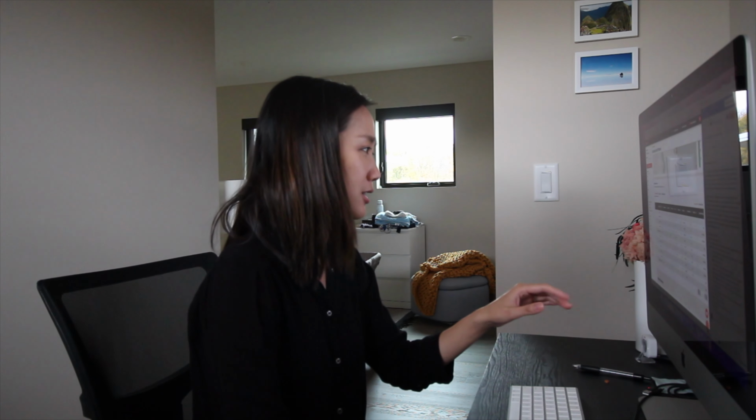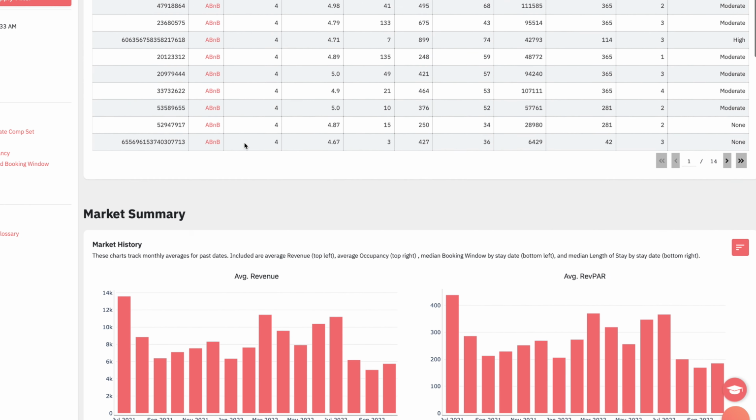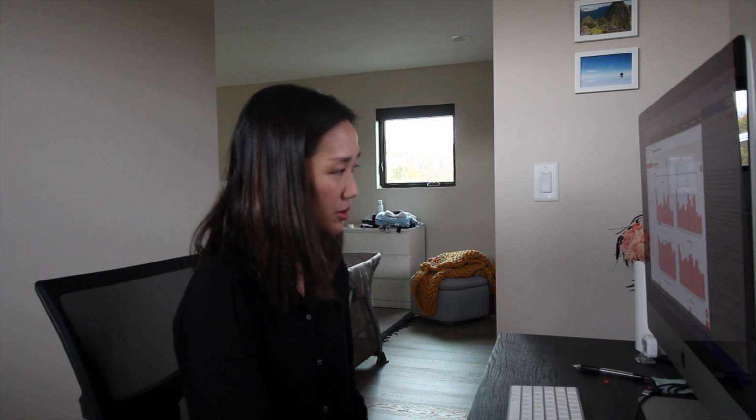Anyway, today we're not looking at the available listings. Instead, we're going to go straight to the market summary. For average revenue, I like to look at the past month, September, which was about $5,000, compared to September of last year, when the average revenue was over $6,000. So the average revenue per listing has gone down.